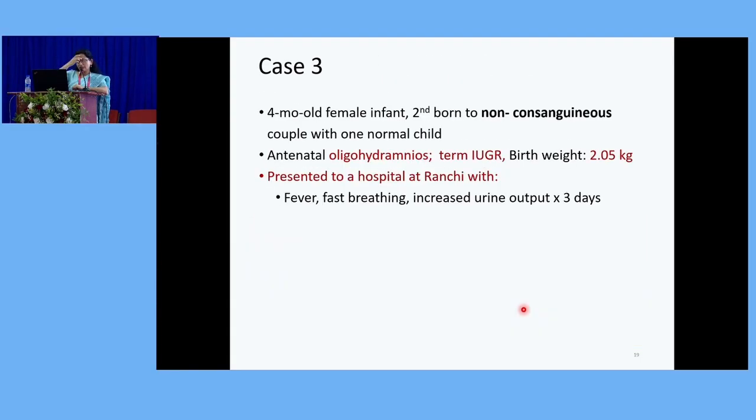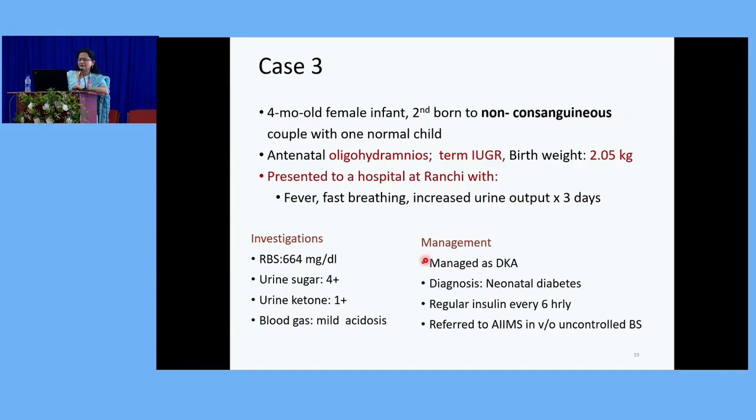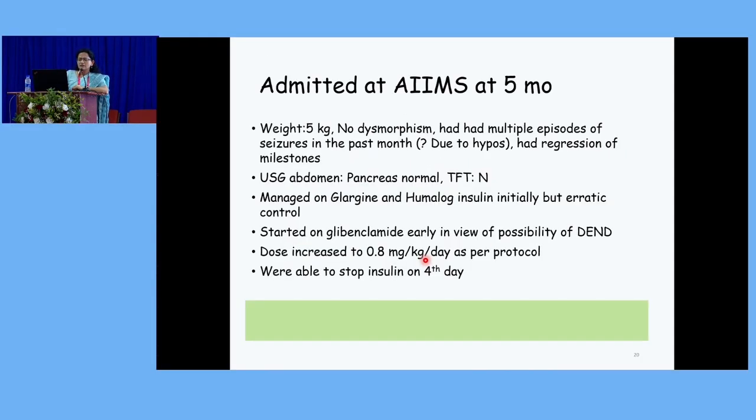So let me quickly go through another case. A 4-month-old female baby, second born to a non-consanguineous couple with one normal child. Antenatally, oligohydramnios was there. Baby was born term IUGR with a low birth weight, and she presented to a hospital at Ranchi with the complaints of fast breathing, increased urine output, and fever. Was found to have mild DKA, managed, and then subsequently sent to us. So when she came to us about 1 month after diagnosis. 4 months she was diagnosed.